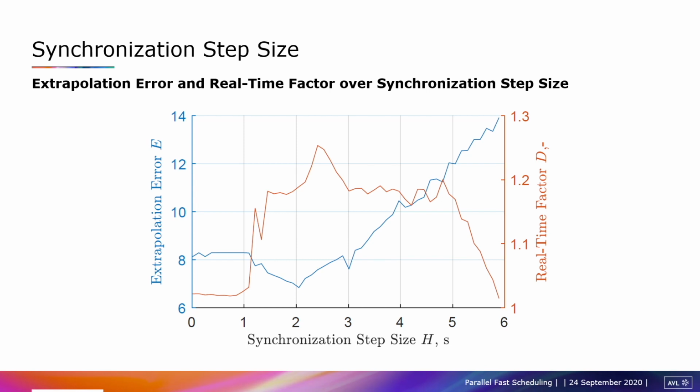For small synchronization step sizes, the real-time factor is around 1, also for a synchronization step size around 6 seconds. In between, it increases up to 1.2. However, it can be shown that if the submodels have different real-time factors, the entire co-simulation is dominated by the slowest model and is then almost independent from the synchronization step size. However, the extrapolation error on the other side has an interesting behavior. For small synchronization step sizes, it is constant.